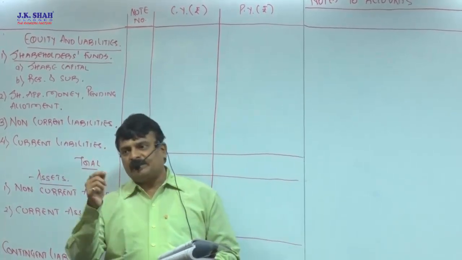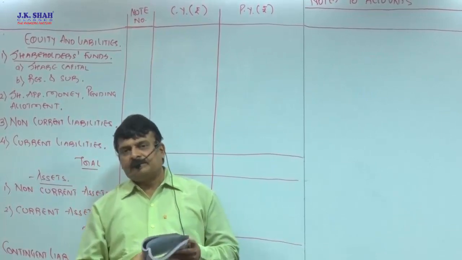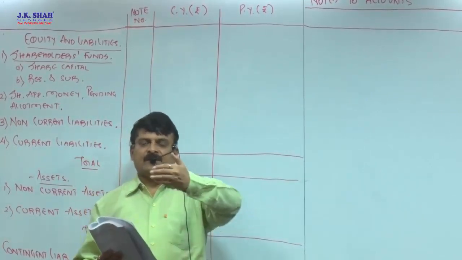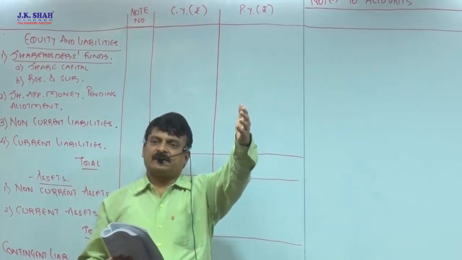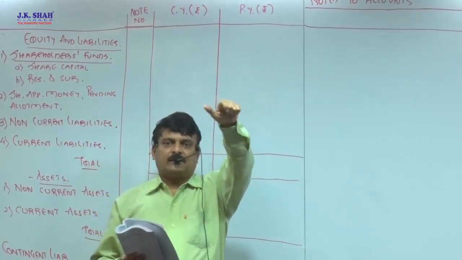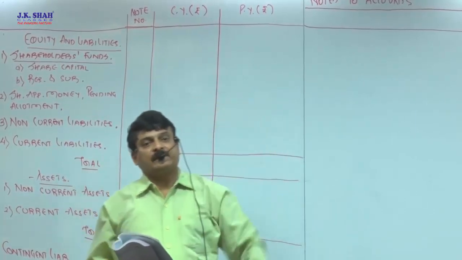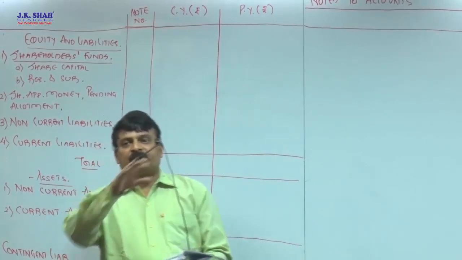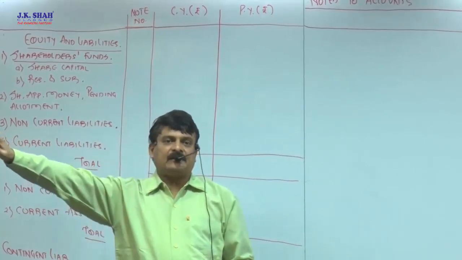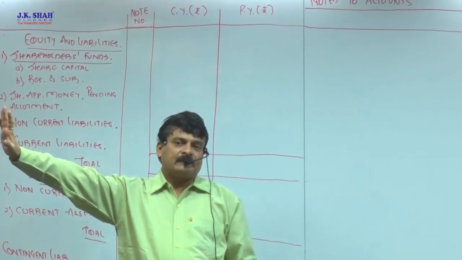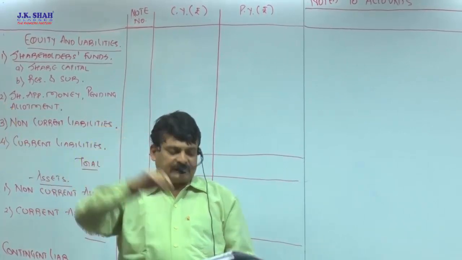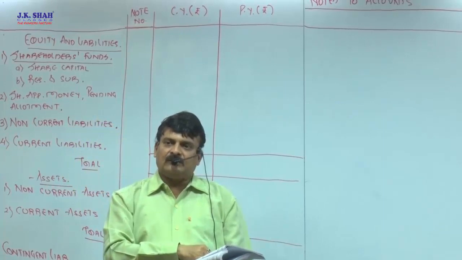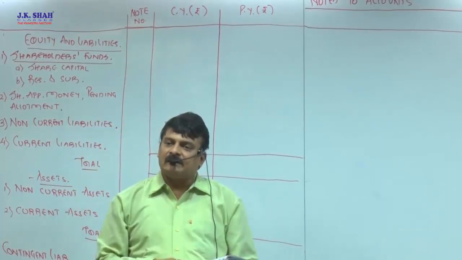Now the invention has been successful, but your company cannot start selling that vaccine in the market without getting the patent registered in your name. So that process of registering the patent in our name is going on. That is called intangible assets under development.